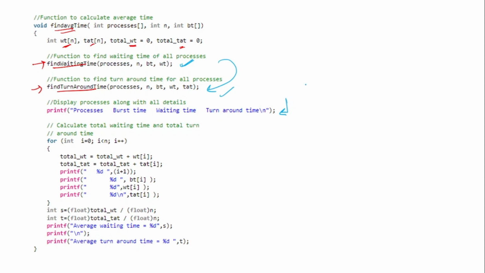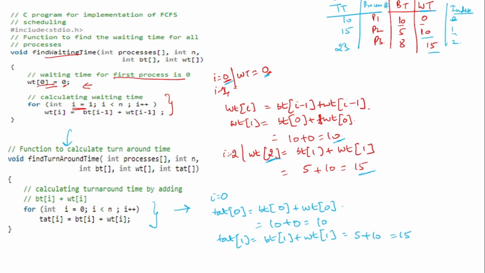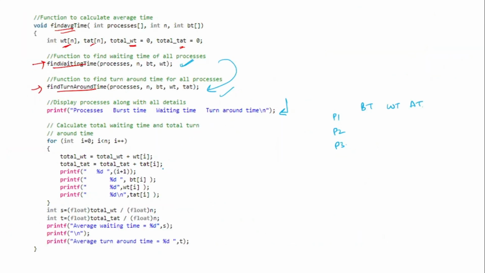The printf statement is just to display the output in a particular format. Your output will be something like this: P1, P2, P3 in a tabular form, and then you will have the burst time, waiting time, and turnaround time written here. A table of this form will be shown with these four things in the output. These statements are just for the output. These are the headings: processes, burst time, waiting time, turnaround time. And these two lines will calculate the average waiting and turnaround time.